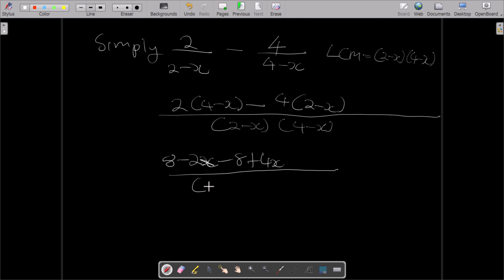So now, our common denominator will remain constant, which is this (2 minus x)(4 minus x) here. Then if you are to collect like terms, minus 2x plus 4x, we get a positive. But 8 and minus 8, we get 0. So we find our solution, we end up with 2x all over the bracket of 2 minus x and the bracket of 4 minus x.